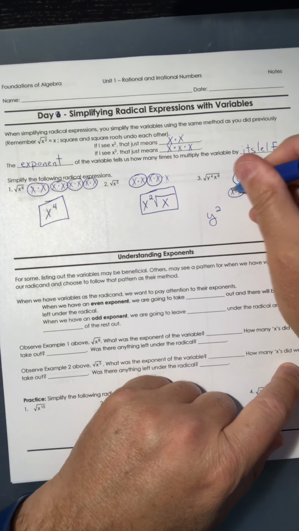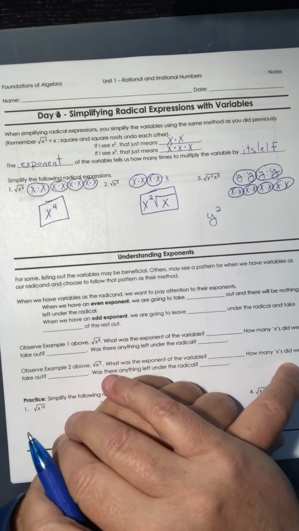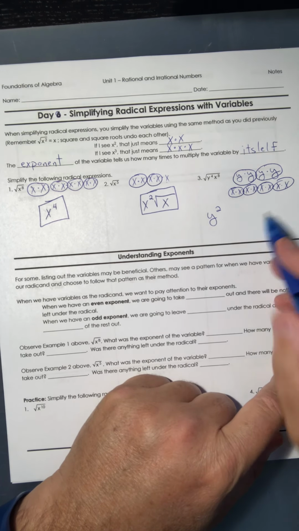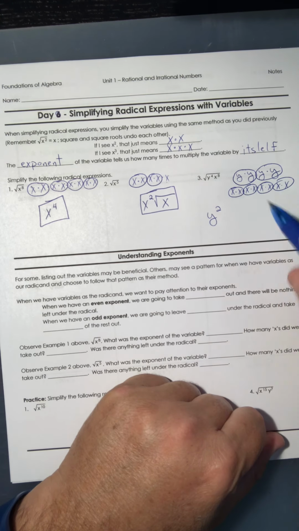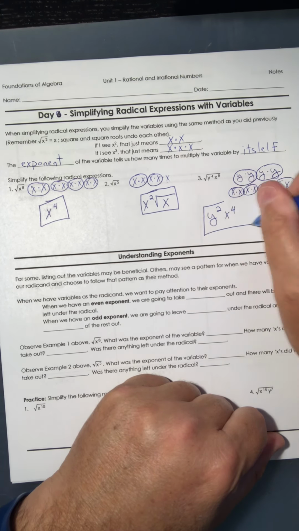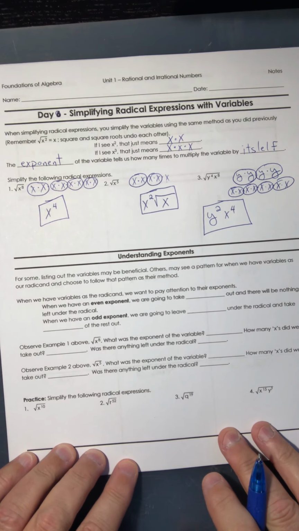Let's do our x's. 1, 2, 3. I've got 4 pair of x's, but nothing left over. So on this one, I won't have anything left under the house. And I'll have 4 pairs of x's, or x to the 4th, outside. So now I'm done. So now let's talk about this little trick I was telling you that might help you check your answers.